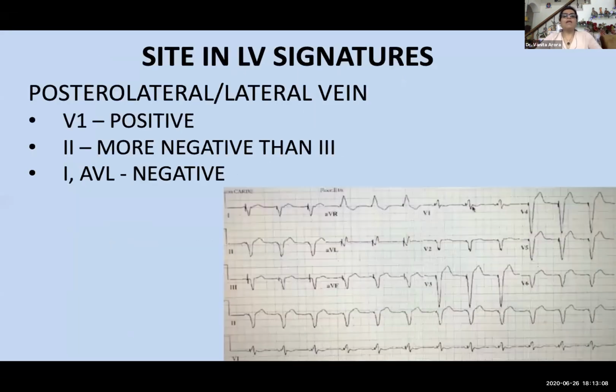But if you have it in a good posterolateral vein, this is how your ECG would look. Your V1 will be positive or biphasic. Lead 1 will be negative. And you look at this, 2, 3, aVF is negative, but look at lead 2 being more negative than lead 3, which means that it is the left side which is activated early.